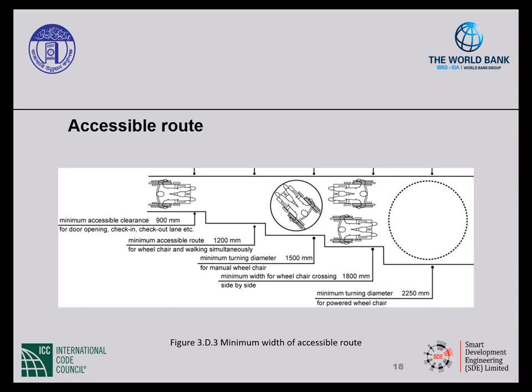Along the path, you may find that you need places to turn around. If it's for a manually operated wheelchair, it's 1500 by 1500 millimeters. And for a power wheelchair, it's 2250 by 2250 millimeters. And you'll also notice that if you have an area that two wheelchairs need to pass by each other, the minimum dimension is 1800 millimeters. We'll talk about additional requirements on accessible routes and other components later in this presentation.